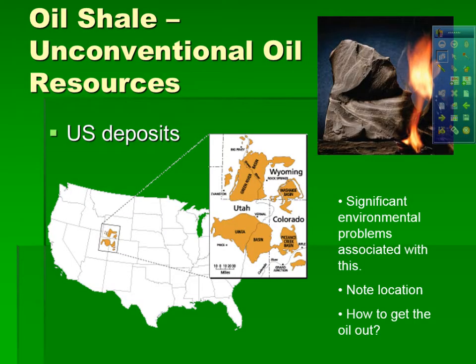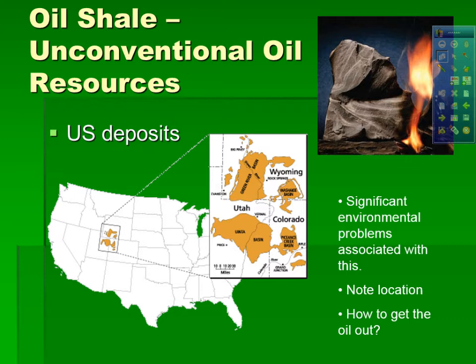And then oil shale is another unconventional resource for oil, found in the U.S. in places like Wyoming, Utah, and Colorado. But this is really not a good resource at this point. The technology is not really there yet.